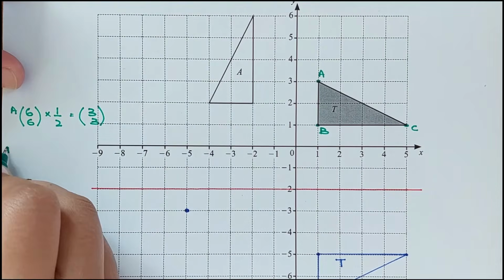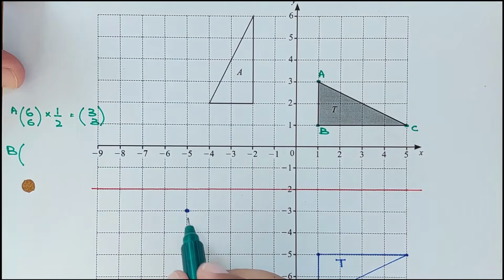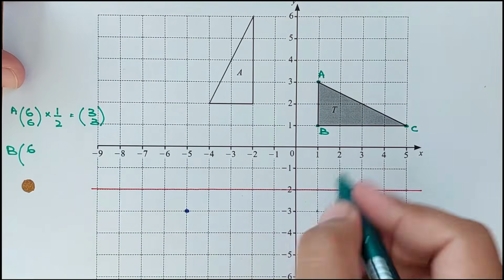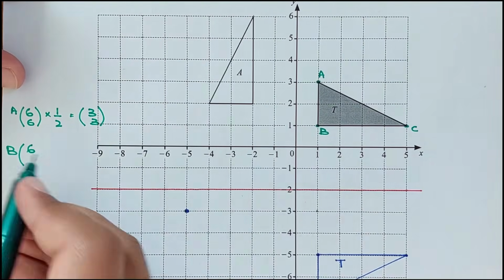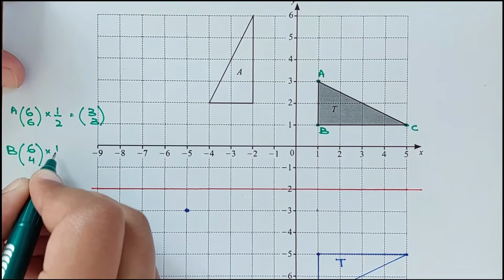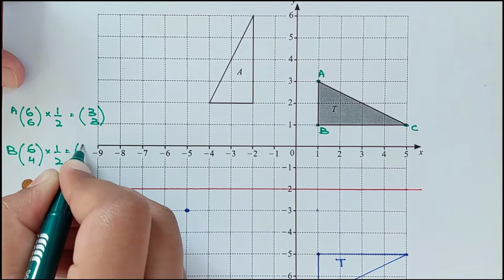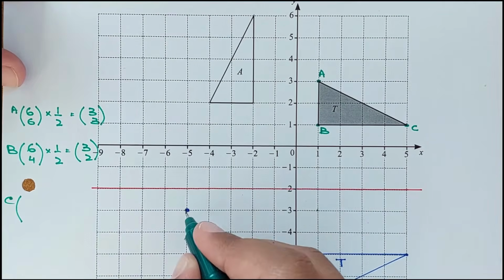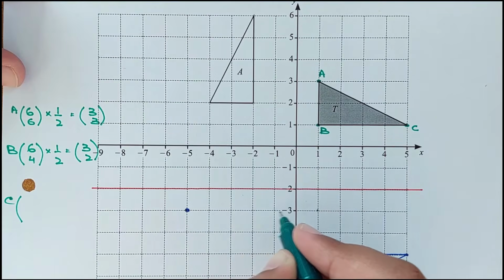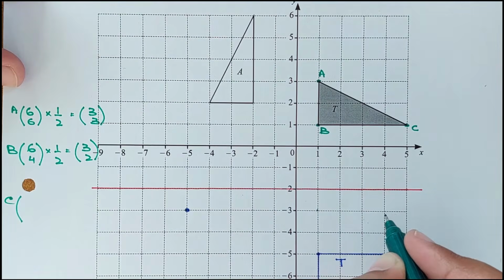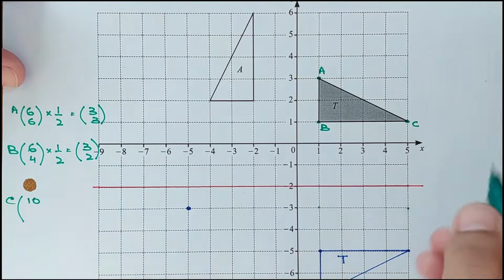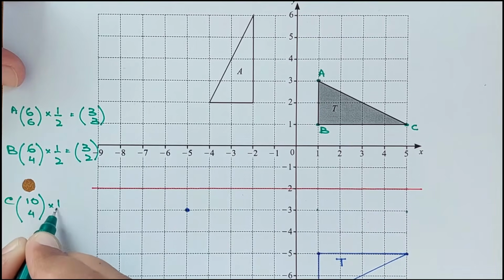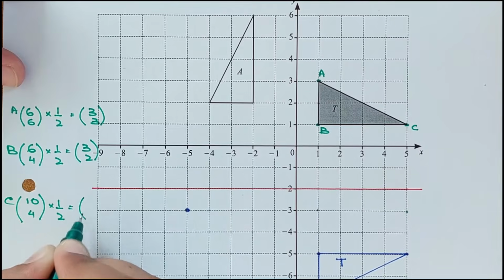All right. Now for B, it is the same. We have 6 units to the right, and then 1, 2, 3, 4 units up. Times by 1/2, so this would be 3, 2. And for C, we have 10 units to the right, and 4 units up, times by half, so this would be 5 and 2.